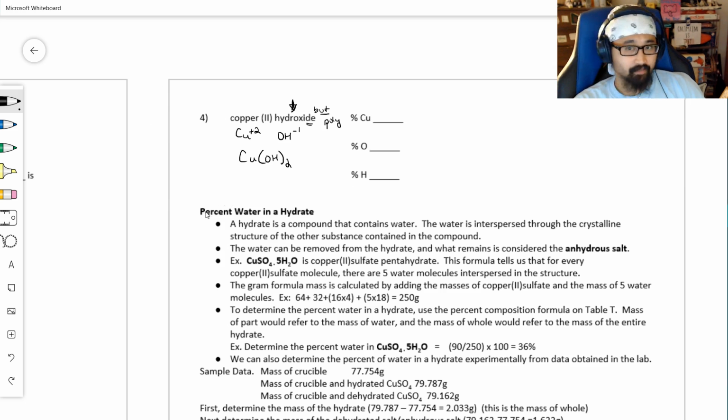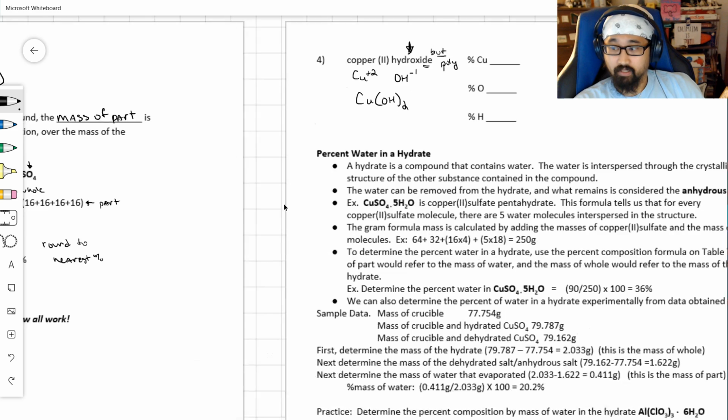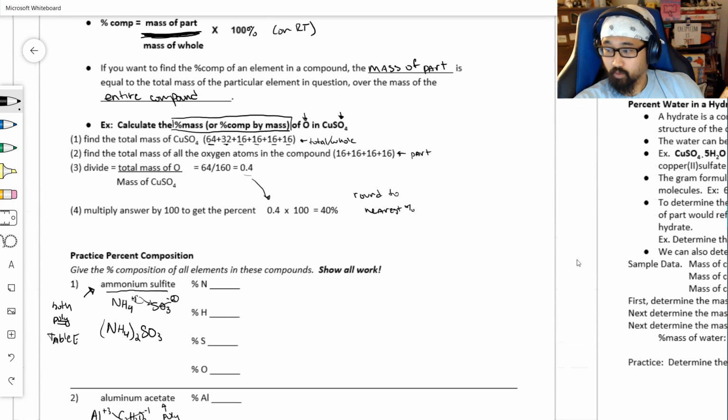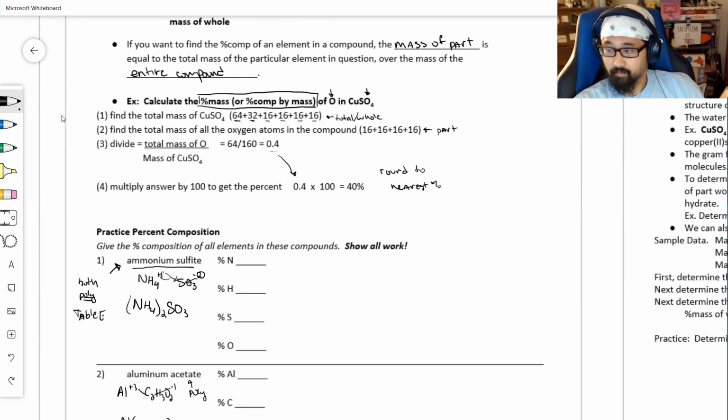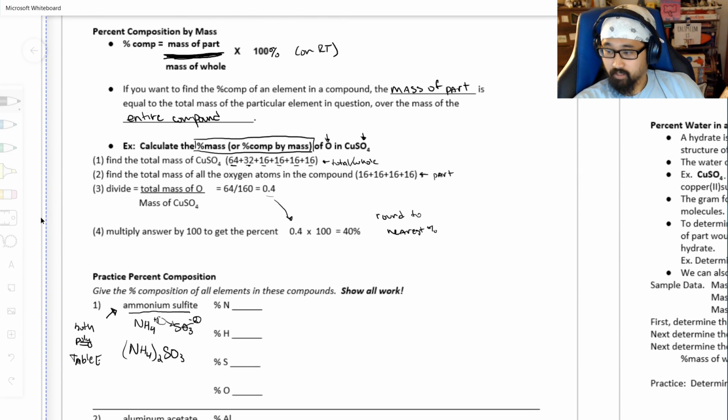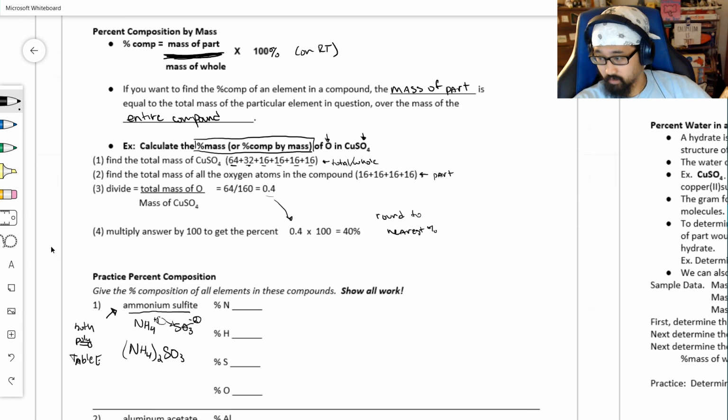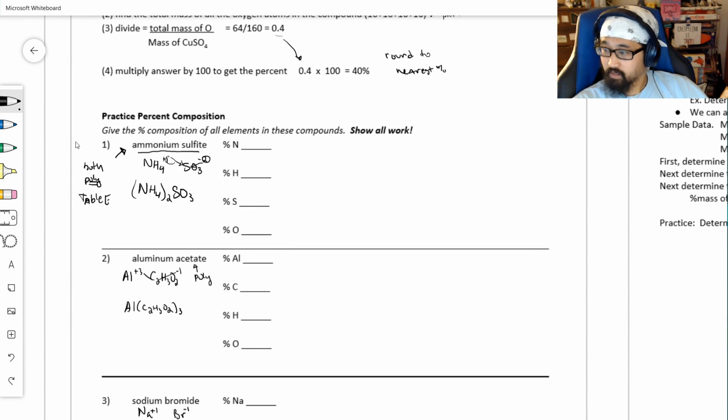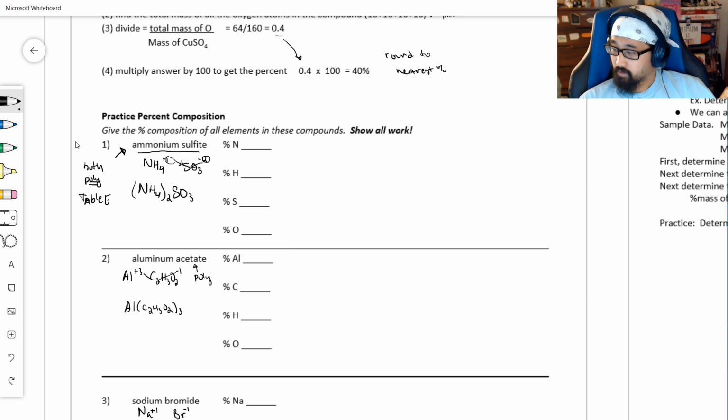Now, I did the formulas so that we could actually do the masses, because we need to know the formula in order to set this up. In order to do mass of the part divided by the mass of the whole. Don't do that. I want to move this. There we go. So if I'm going to do this, right, this is mass of the part divided by the mass of the whole thing times 100%.